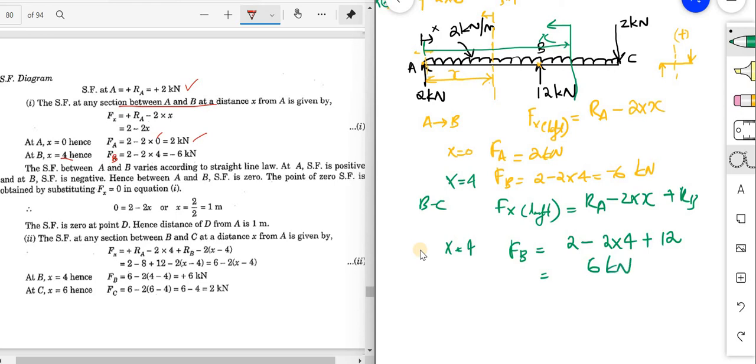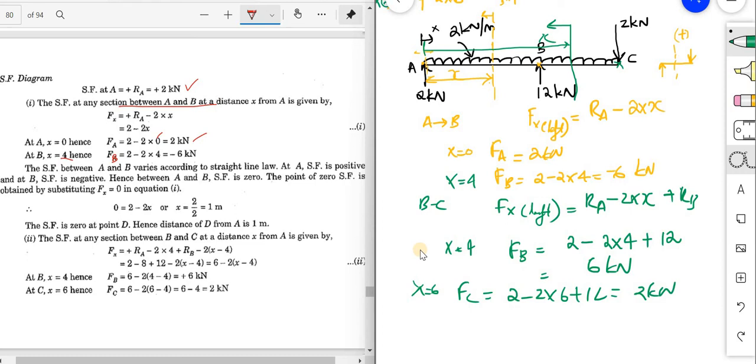Okay. And the last point is x is equal to the total distance 6. That is at FC, at x is equal to 6. What will be that? 2 minus 2 into 6 plus 12. That will be 2 kilonewton. So now I have got the forces at the various points.